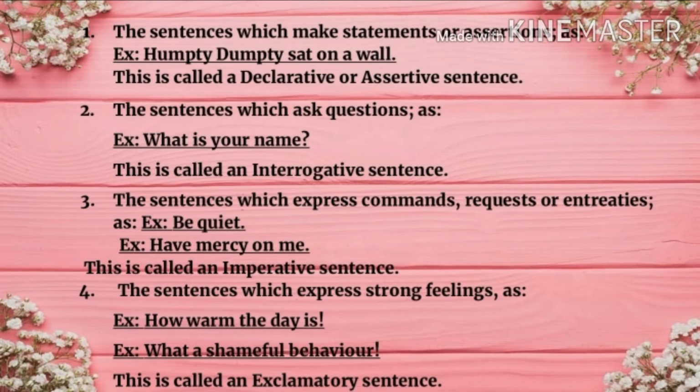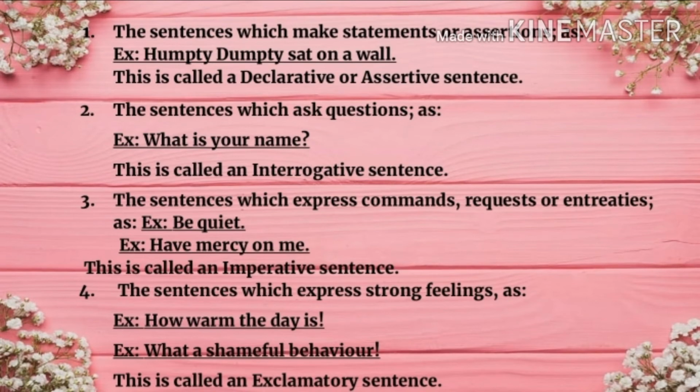Third one, the sentences which express commands, requests or entreaties are called as imperative sentences. Entreaties means earnest and humble requests. Example, be quiet. It is a command. Have mercy on me. It is an entreaty, a humble request. Okay, and imperative sentences begin with capital letter and ends with full stop, sometimes ends with exclamatory mark, depends on its function. Fourth one, the sentences which express strong feelings are called as an exclamatory sentence.